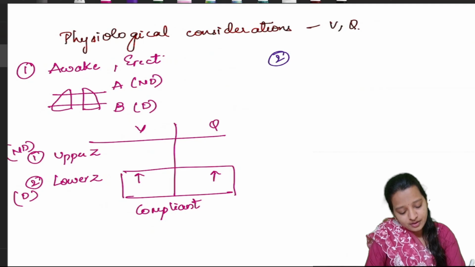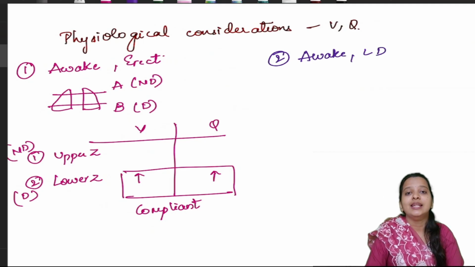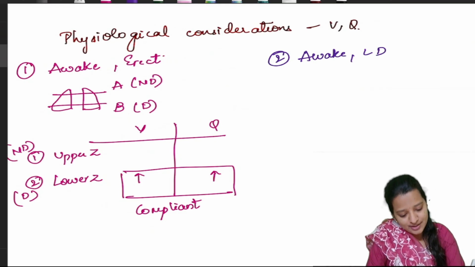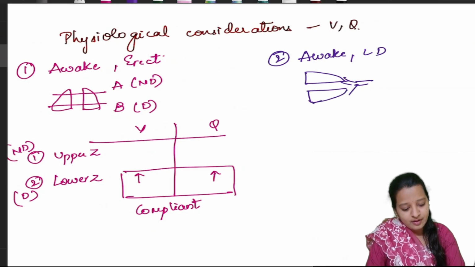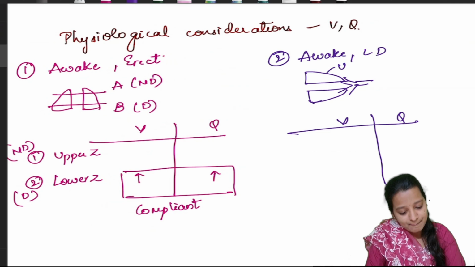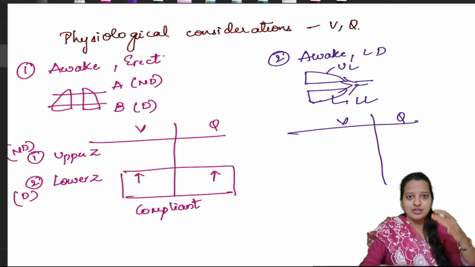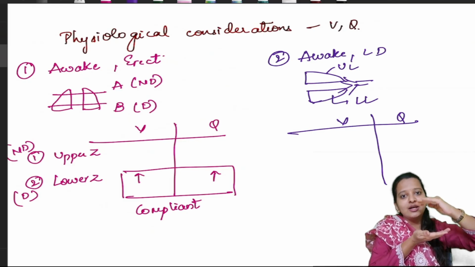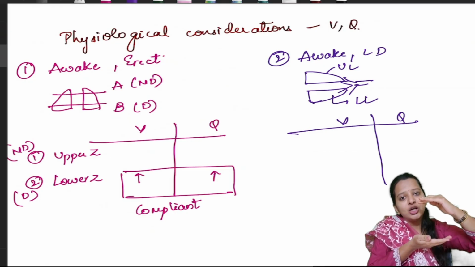Second scenario, awake, and now the patient is in lateral decubitus position. Now what happens to the lungs? The lungs will be in this position, right? So what happens to the ventilation perfusion now? This is the upper lung. This is the lower lung in a lateral position. That means one lung will lie above the other, right? So upper lung and lower lung. What is the dependent region? Lower lung. The non-dependent is the upper lung.